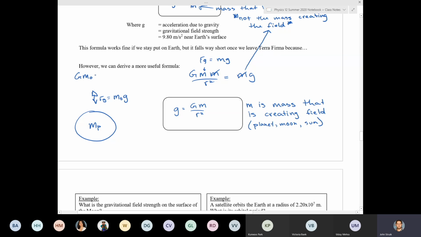Actually, I'm going to go m of the planet times m of the object over r squared equals m of the object times g. This is that formula rewritten with our new formula for Fg. And so we're canceling out MO. What's left is MP, the mass of the planet. So you can define which masses are which based off of the formula there. I hope that answers your question.